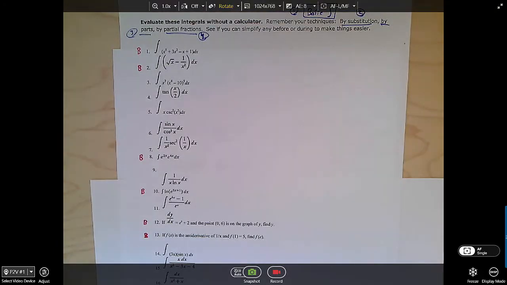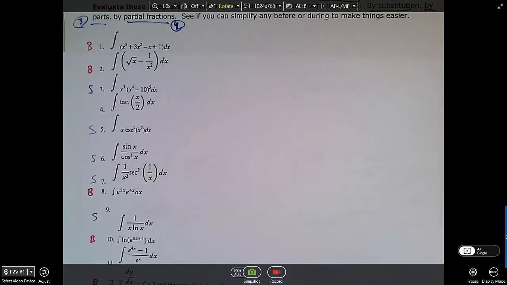Just skim down right now and identify which of these are obviously substitution, and then there's at least one that's substitution, but it's a little bit less obvious. So I've marked all of these as pretty obviously substitution. So we've got 3, 5, 6, 7, and 9.